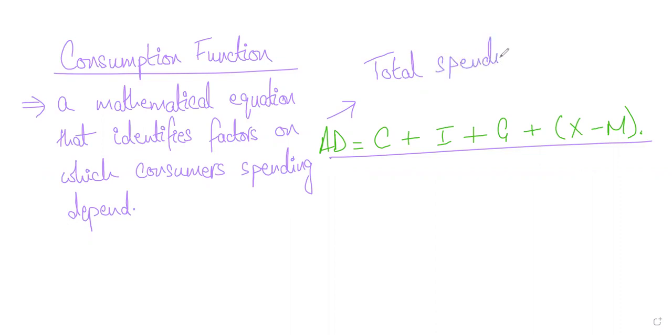GDP is the total production of goods and services. So to determine the GDP of a country, we need to know what its aggregate demand is. Guys, are you getting me? Total spending on an economy's goods and services.